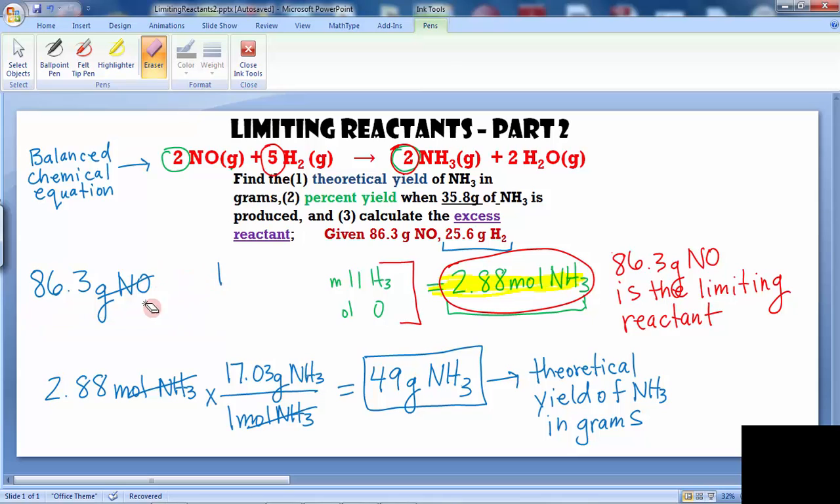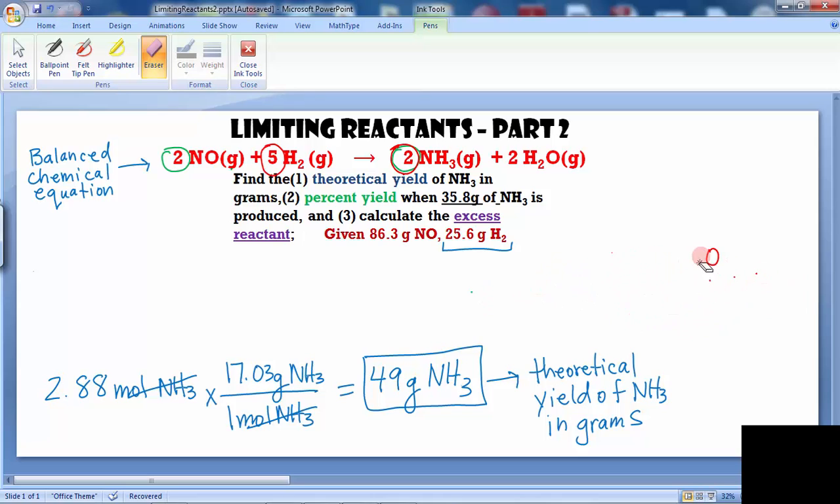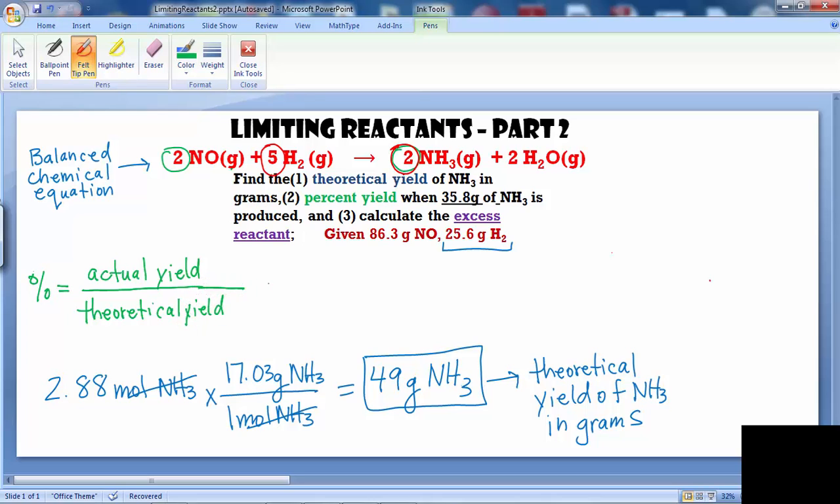Now let me erase a couple of lines here. And let's do number 2. Let's figure out the percent yield. So the percent yield is equal to the actual yield over the theoretical yield, that's actual divided by theoretical, times 100.